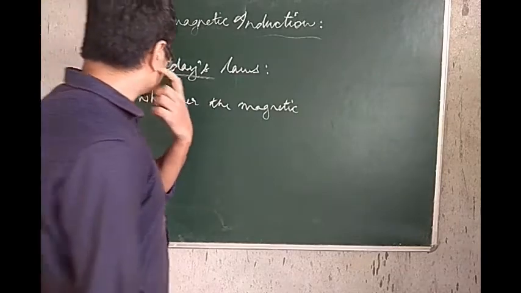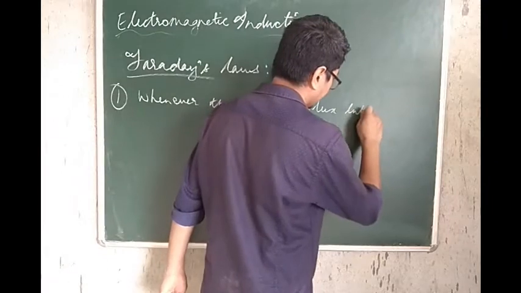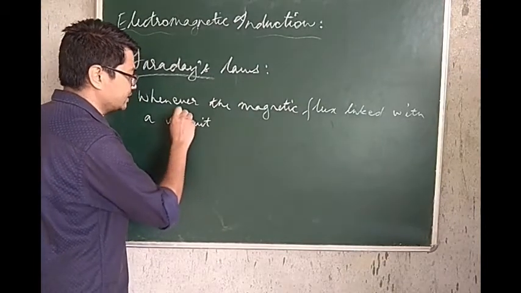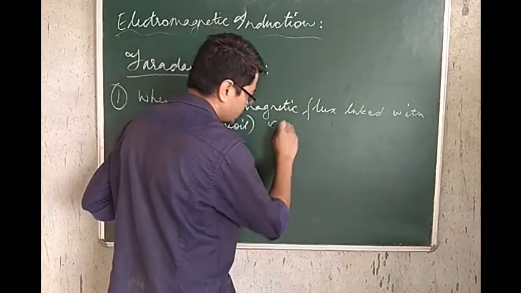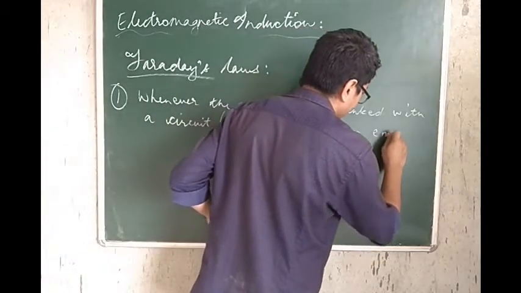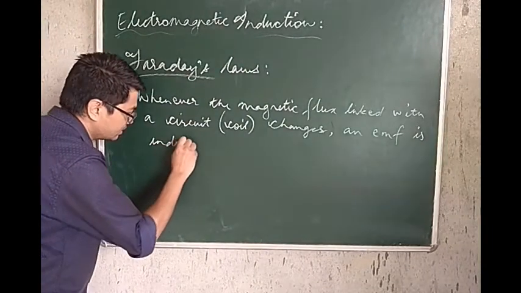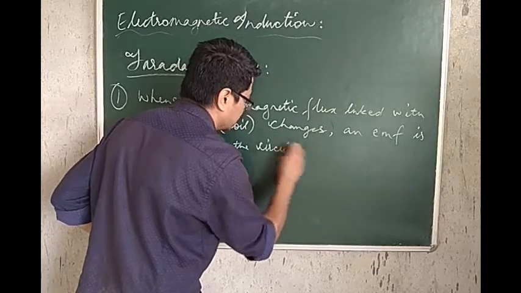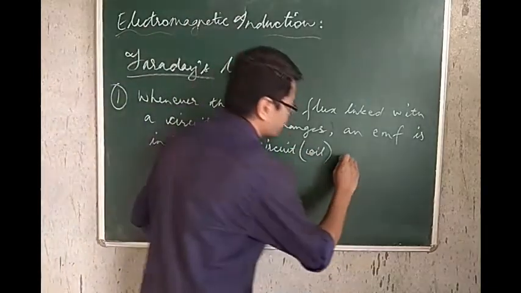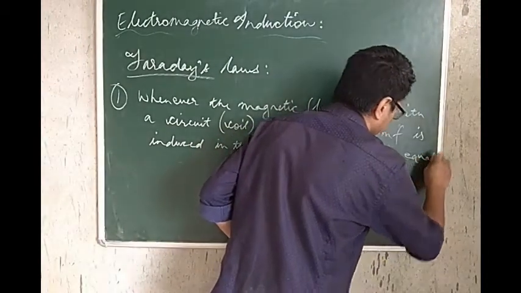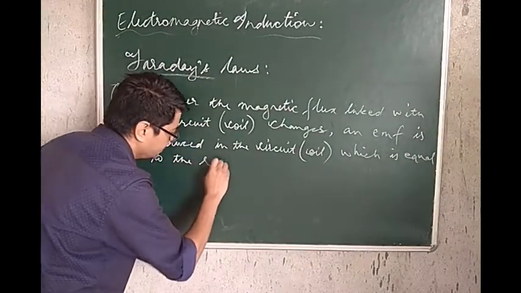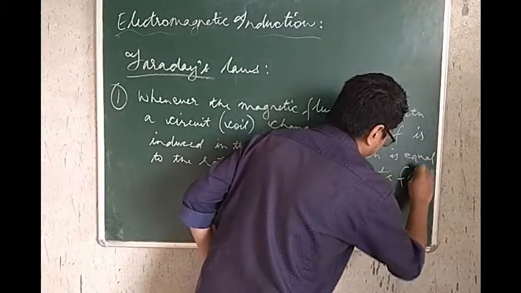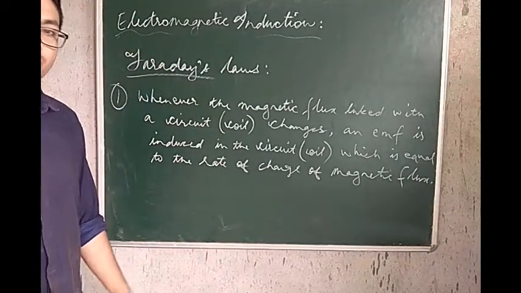Okay, so as I am saying, you can also write: whenever the magnetic flux linked with a circuit, or rather a coil, changes, an EMF or current is induced in the circuit, which is equal to the rate of change of magnetic flux. This is the first law of Faraday, or Faraday's first law.